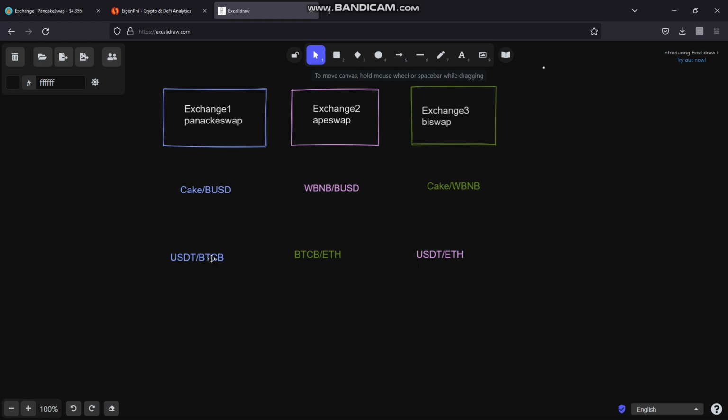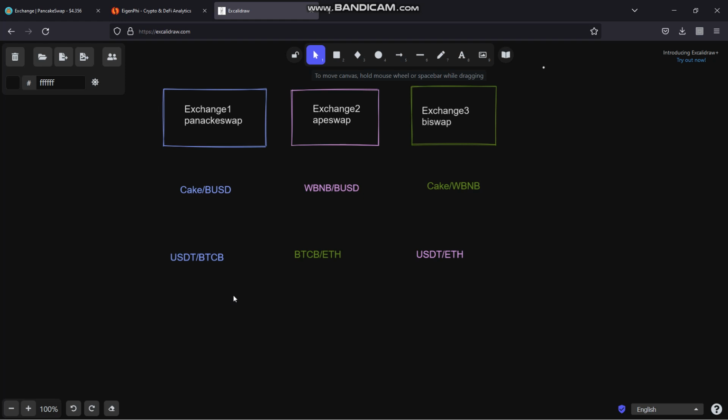And if we start with BTCB and swap to USDT, we were able to find USDT here and swap to ETH, and we were able to find ETH here and swap back to our BTCB. So our exchange 1 is always our starting exchange in this regard.